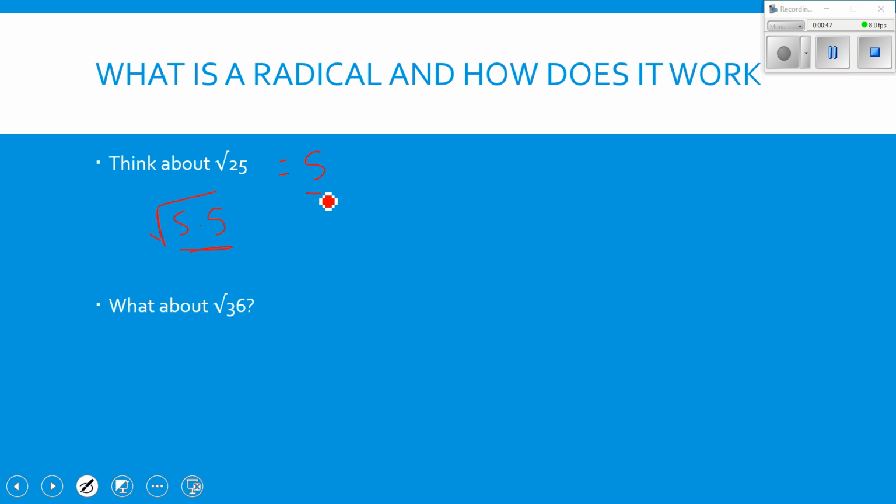And think about square root of 36. This would just equal 6, because 6 times 6 is 36. But what do we do if it's not what's called a perfect square? These are called perfect squares because they are whole numbers, but what do we do if it's not perfect? How do we simplify it?